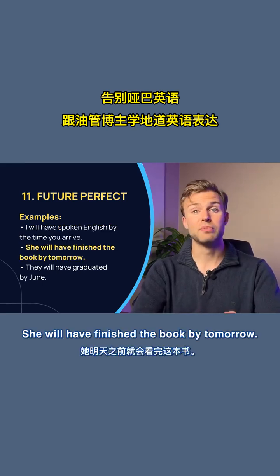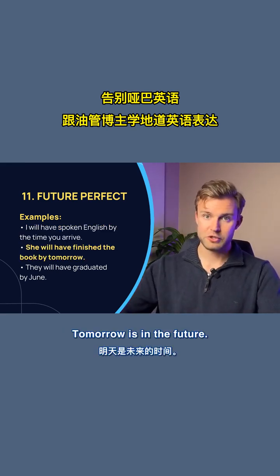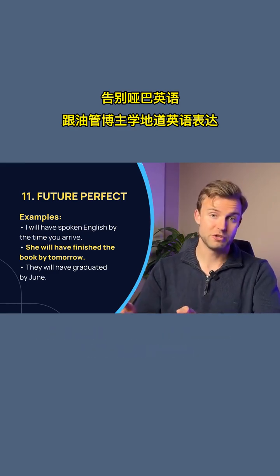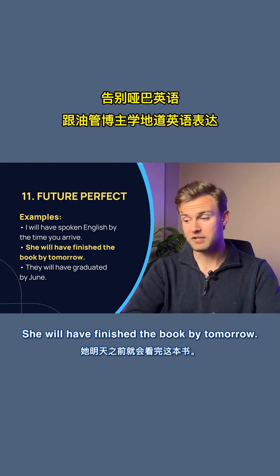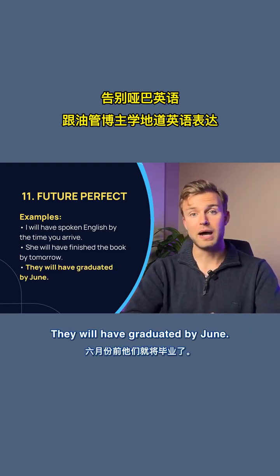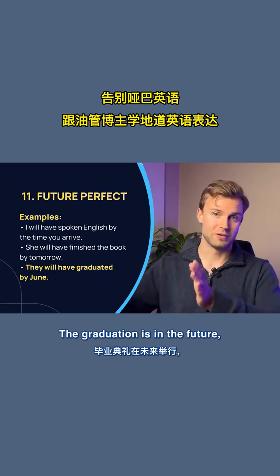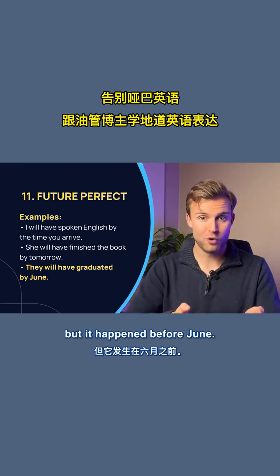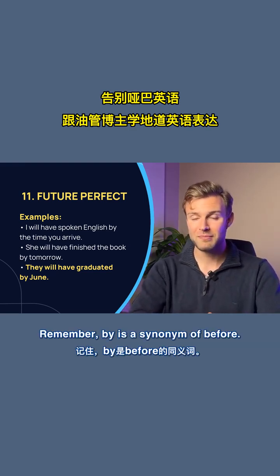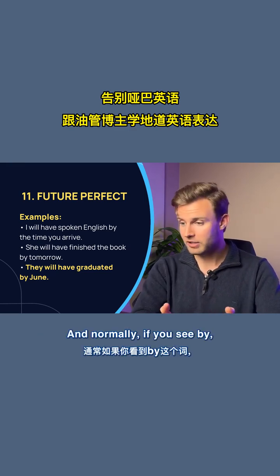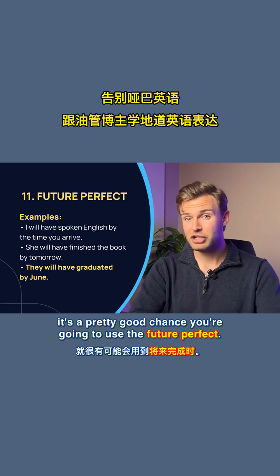She will have finished the book by tomorrow. Tomorrow is in the future. Her finishing the book is also in the future, but one happens before the other. Future perfect. She will have finished the book by tomorrow. They will have graduated by June. June is in the future. The graduation is in the future, but it happened before June. It happened by June. Remember, by is a synonym of before. And normally, if you see by, there's a pretty good chance you're going to use the future perfect.